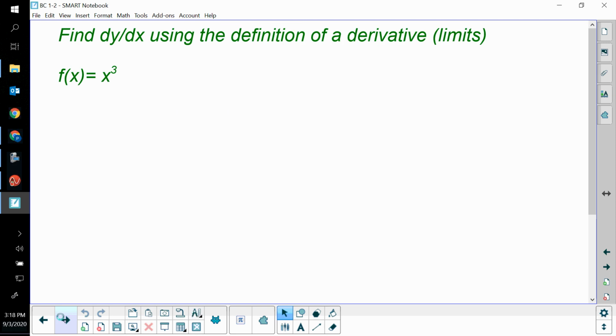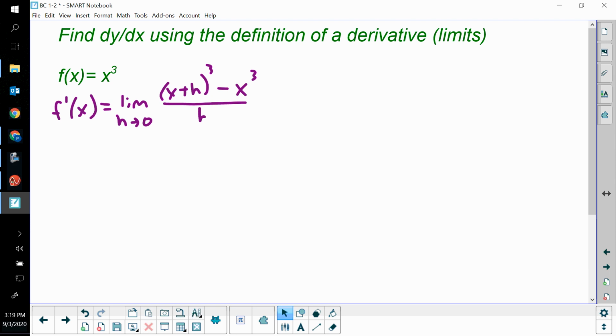So let's show, with the definition of the derivative each way, how we could do it. We'll do the h way first. So we'll have f prime of x is equal to the limit as h approaches 0. And we need f of x plus h. Well, that means everywhere there's an x, replace it with x plus h. So we'll have x plus h cubed. Then we'll have minus f of x, so that's just x cubed, all over h.